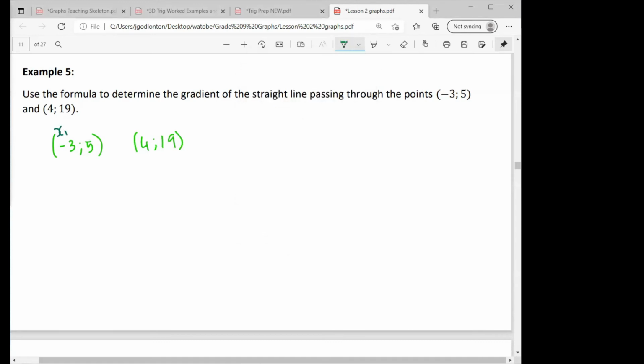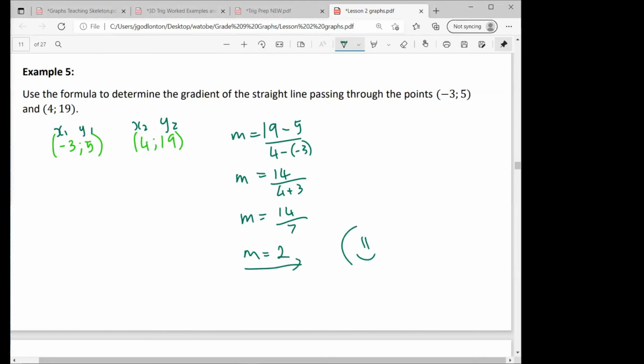I'm going to say that this is x1 and y1 and x2 and y2. So my gradient is then going to be 19 minus 5 over 4 minus -3. And 19 minus 5 gives me 14 over 4 plus 3, which is 14 over 7, which is 2. So well done. Nice job, guys.